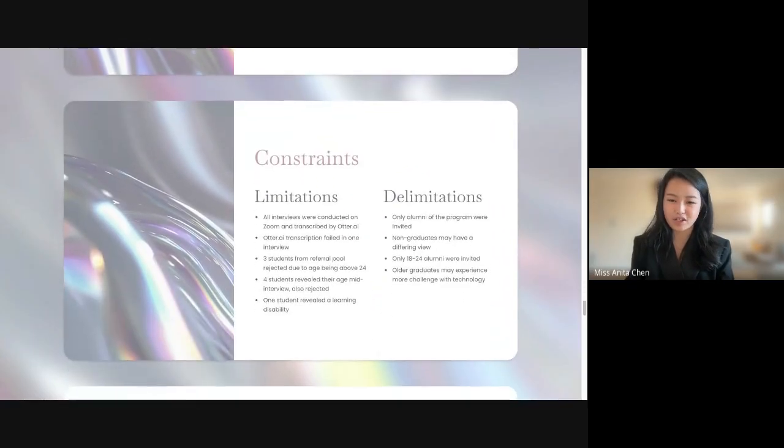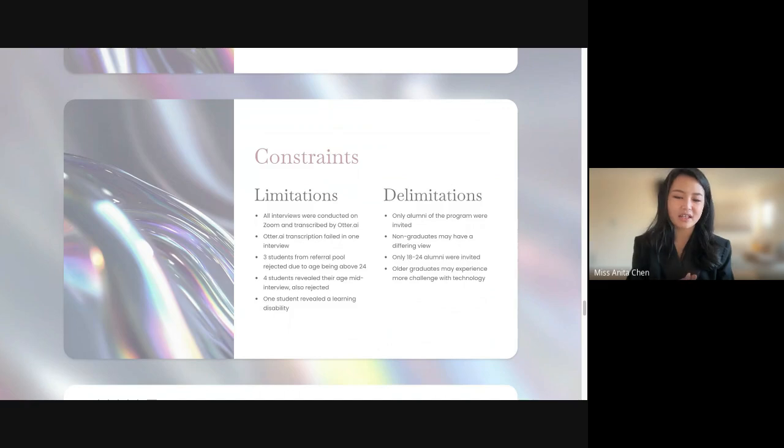Here, I'd like to acknowledge some of the constraints of my study. First, all of my interviews were conducted on Zoom and transcribed by Otter AI. Otter AI did fail transcription in one interview, but thankfully Zoom had a backup transcription, so it didn't affect the results at all. 3 of my students from the referral pool were rejected due to their age being above 24. I only interviewed those between 18 and 24.